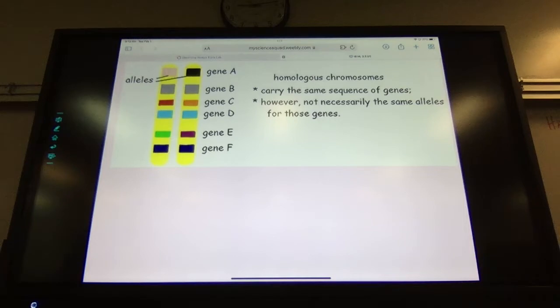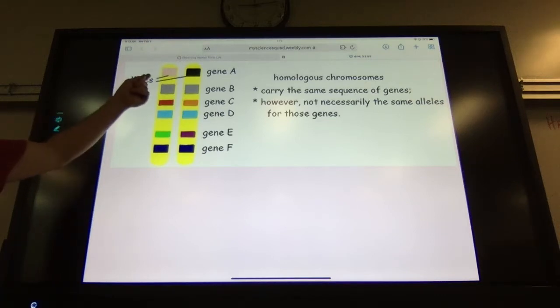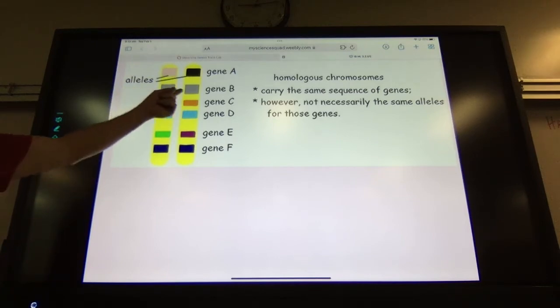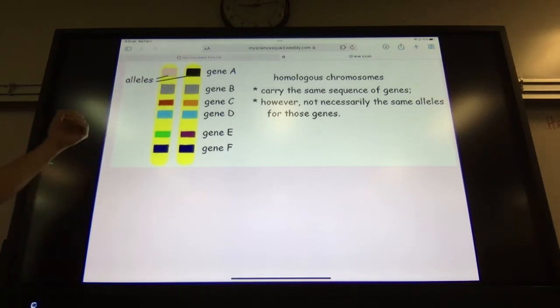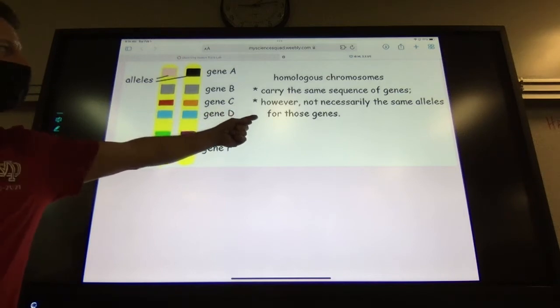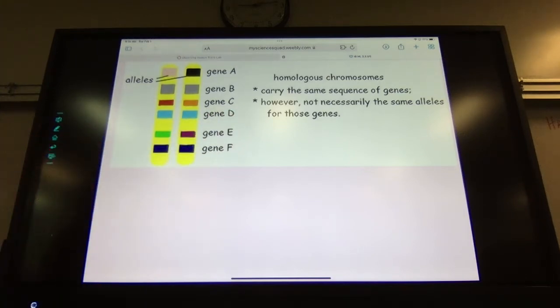Miles, do you know what that means to you? How would you describe a homologous chromosome? The 2 chromosomes that have the same genetic material. As you can see, like gene A, but they're called alleles. Sometimes they're the same color, sometimes they're not. And it says right here, not necessarily the same allele for this gene. So do you know what the word allele might stand for? The same gene, but not the same allele of the gene.